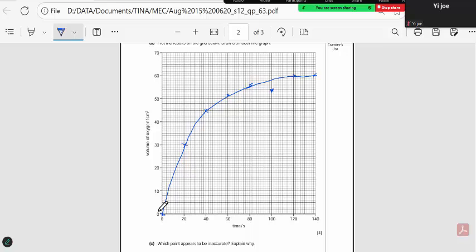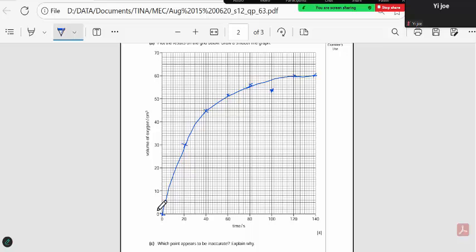Okay, you draw first. Yeah, do freehand. Okay, done? Try slowly, slowly.